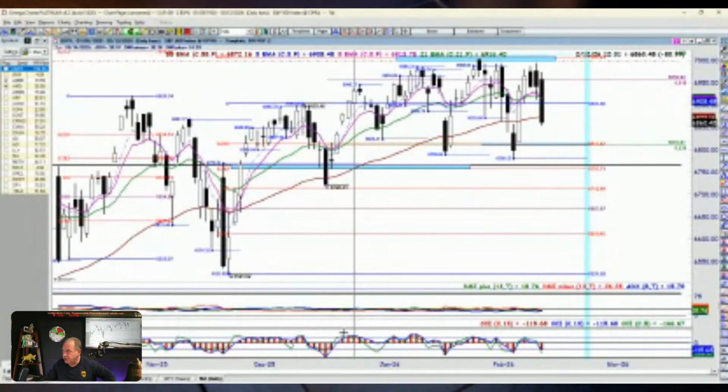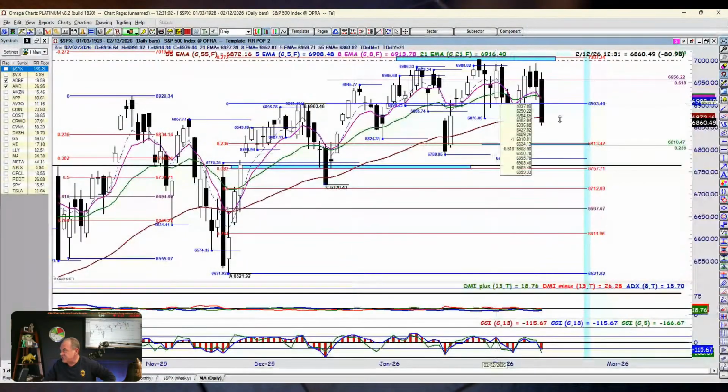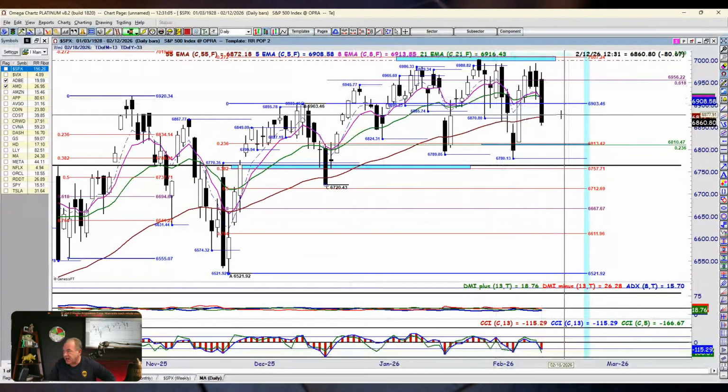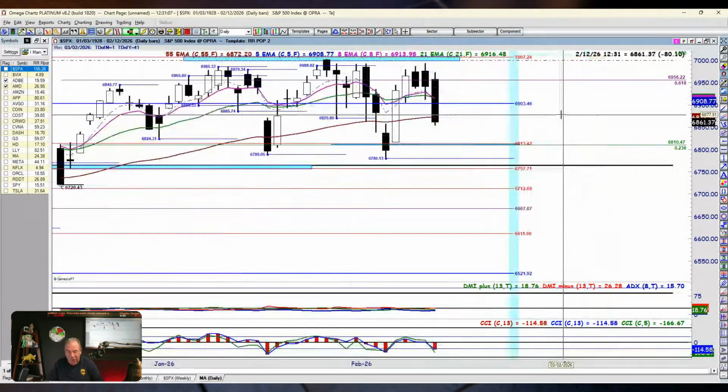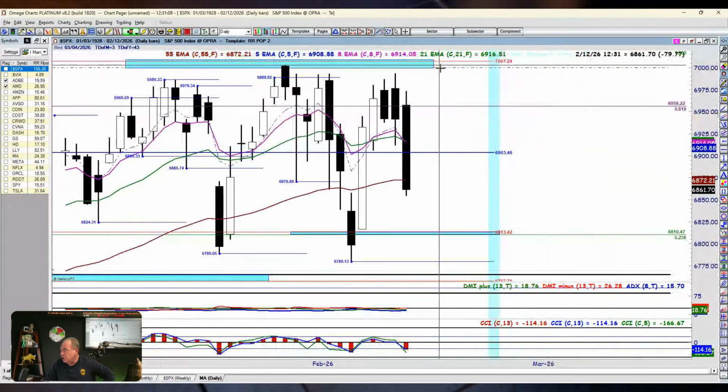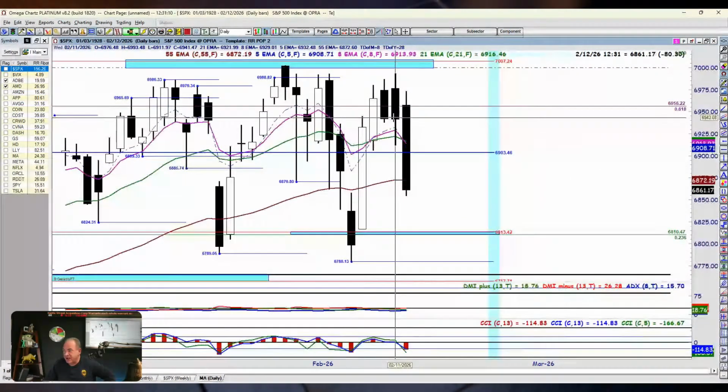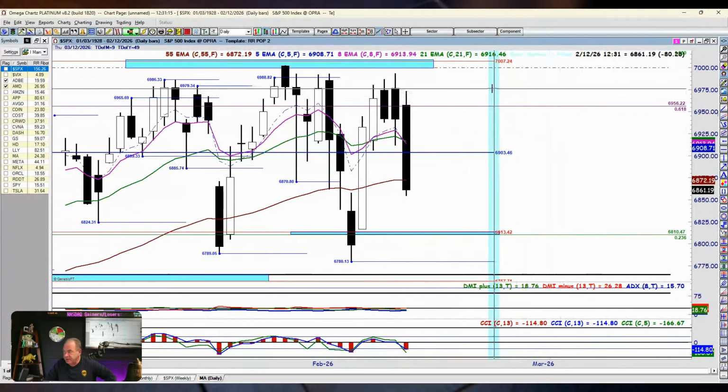If you take a look at the chart, if we could bring that full screen. There we go. You can see this big candle here. It has just not been a pretty day at all. So we gapped up, closing price here from yesterday, and we gapped up to a key level.